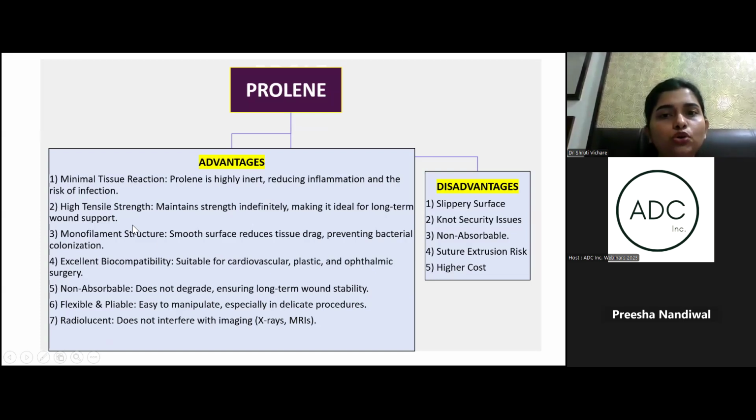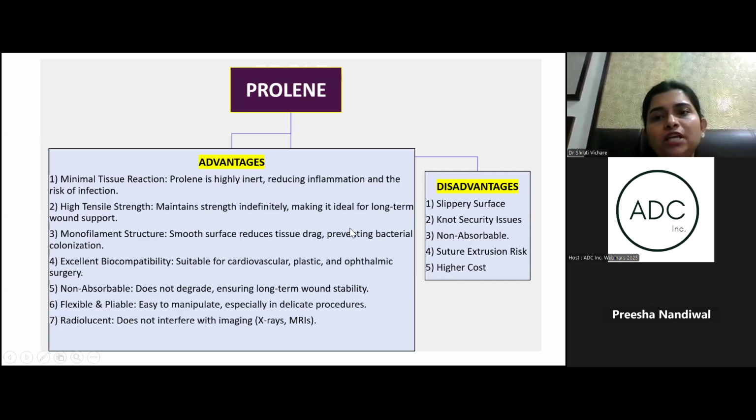Tensile strength is good. Monofilament structure it is, so it has a smooth surface. Biocompatibility is good. Non-absorbable, so they do not get degraded with time. They're flexible and pliable, not stiff. They're very easy to handle.